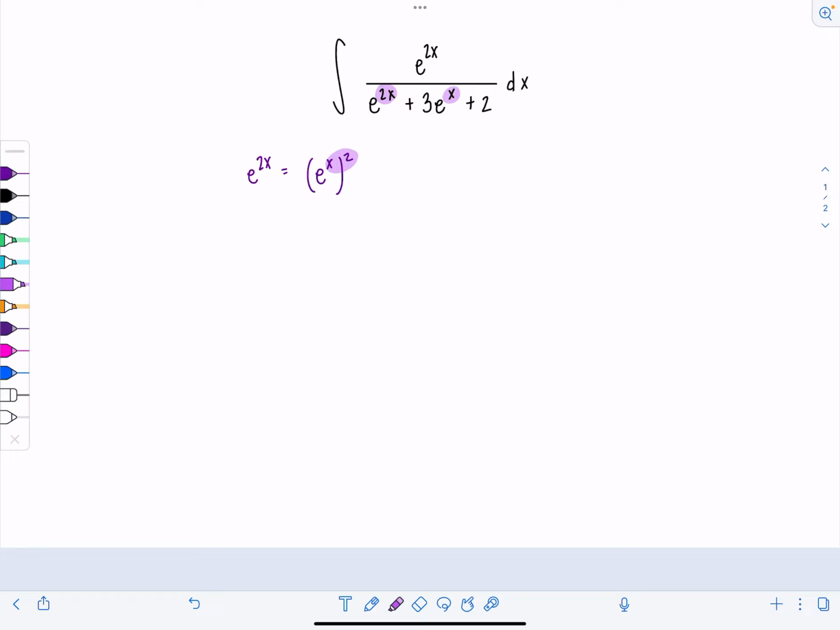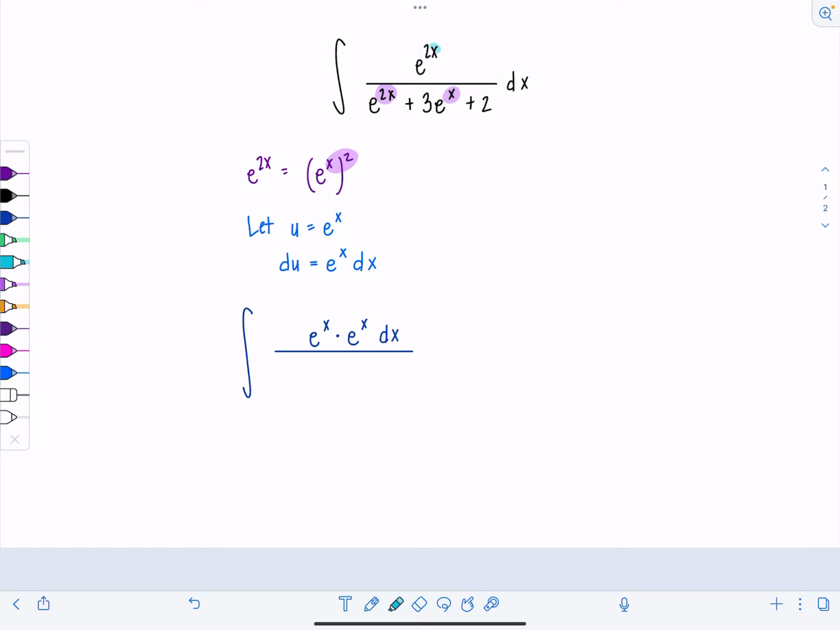So that's what I'm going to go ahead and do. I'm going to let u be e to the x. And then du would be e to the x dx. And watch how everything's going to come together so lovely. So in the numerator, I have that e to the 2x. For a hot second, I'm going to rewrite it as e to the x times e to the x. And then I'll put that dx up there, right?